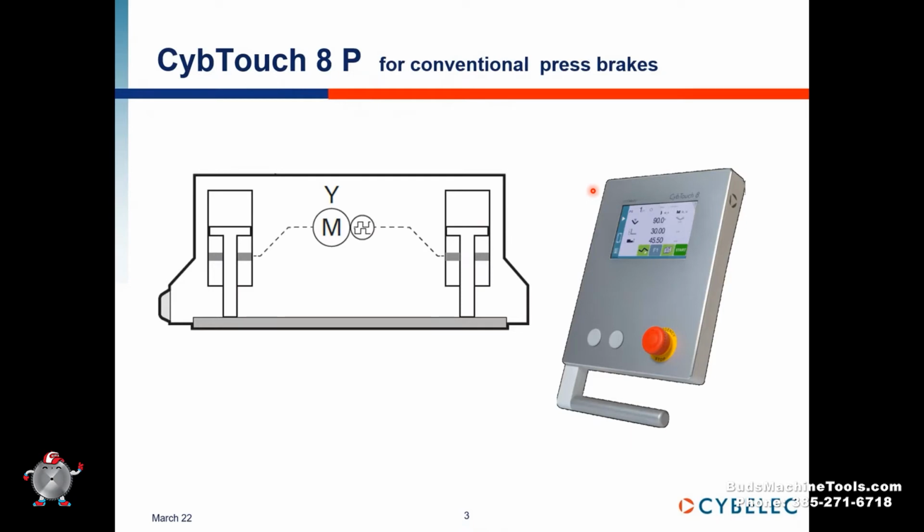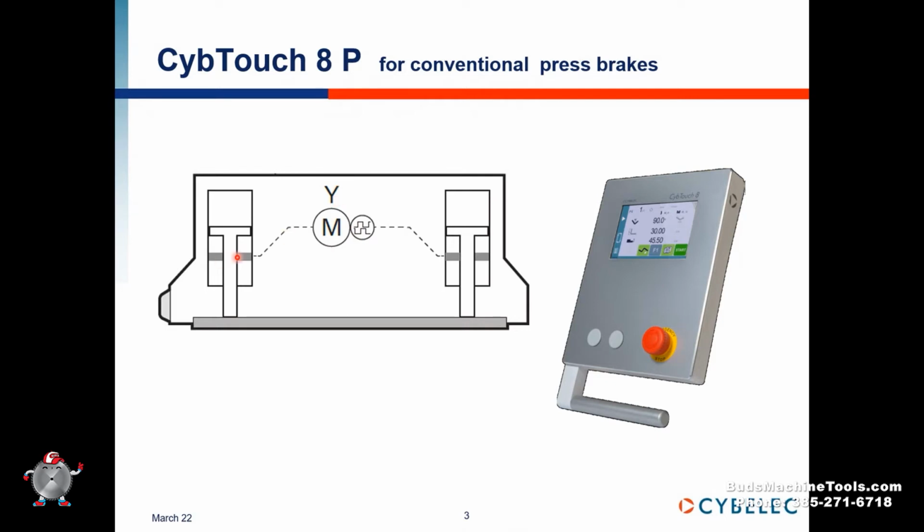So the first one will be the Cybtouch 8P for conventional press brake. What we call conventional are not synchronized press brake. This is an example. Here we have a mechanical stop on both sides of the cylinder. We will move this mechanical stop with the motor. We call this the Y-axis.